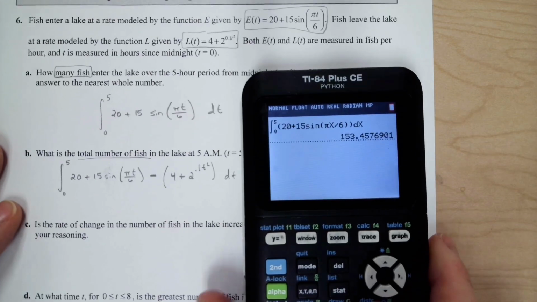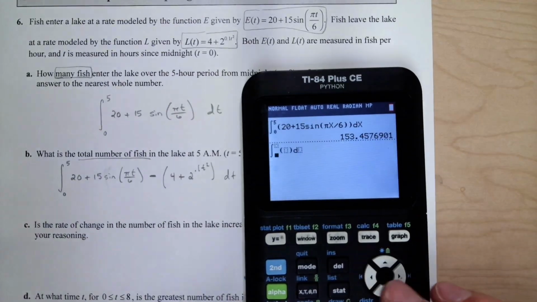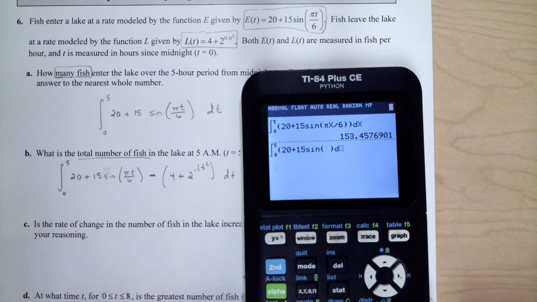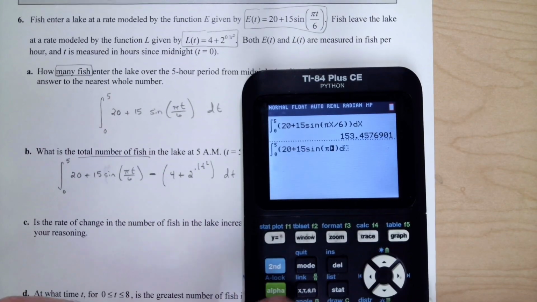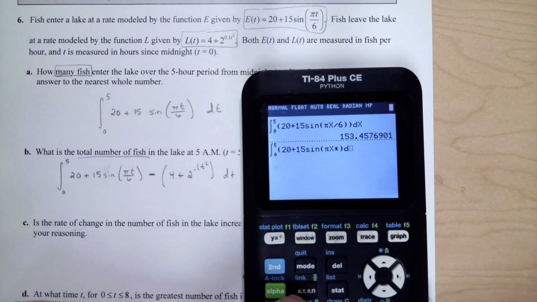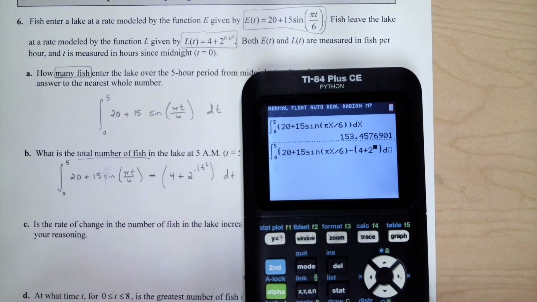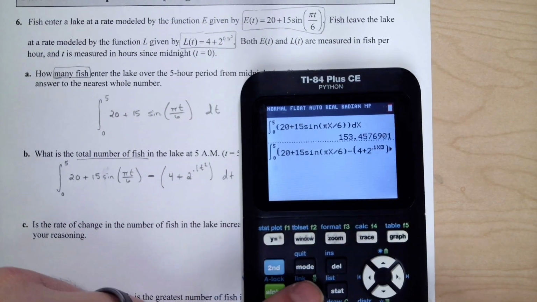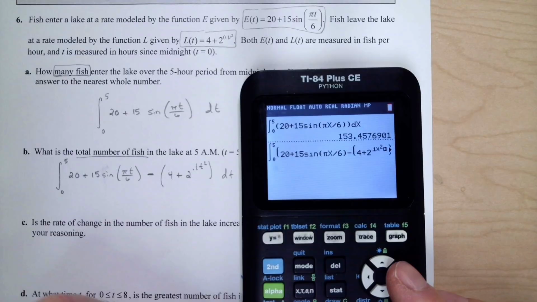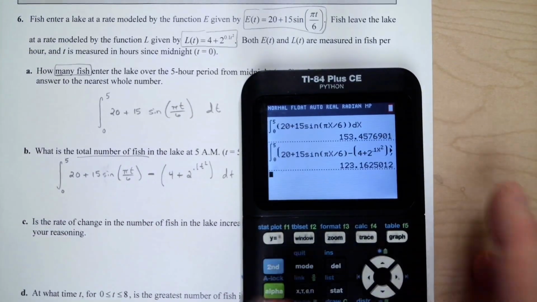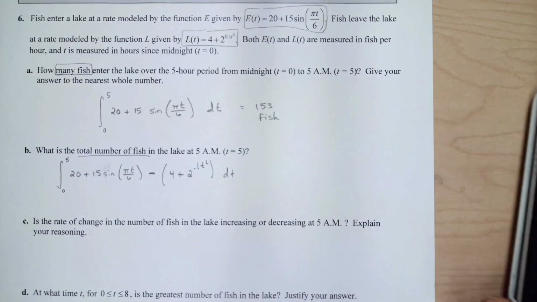So I'm going to go back over here. We'll go math 9, 0 to 5, 20 plus 15 sine pi x divided by 6. Close. We're going to go minus, open a parentheses, 4 plus 2 to the 0.1 t squared, dx. 123.